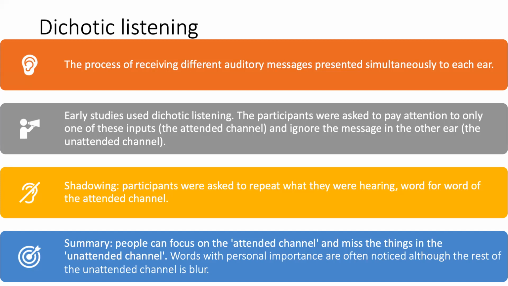Shadowing. Participants were asked to repeat what they were hearing word for word of the attended channel. What is the summary? People can focus on the attended channel and miss the things in the unattended channel. Words with personal importance are often noticed, although the rest of the unattended channel is blurred.